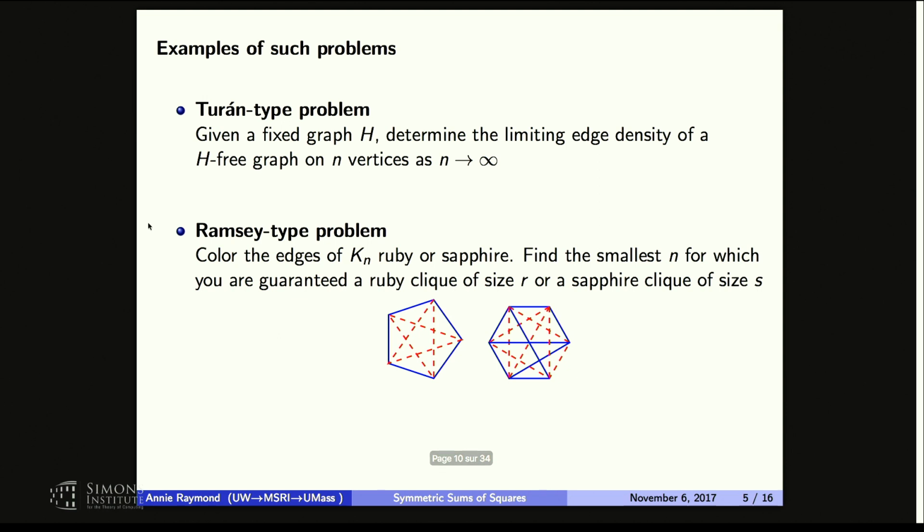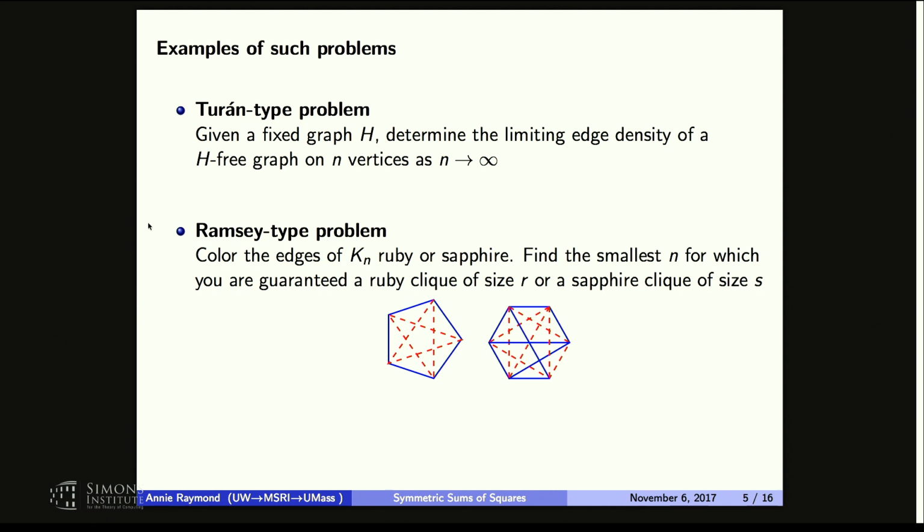Another example is Ramsey type problems. So let's say that I want to color the edges of a complete graph on n vertices with the colors either ruby or sapphire. And I want to find the smallest number of vertices for which I'm guaranteed a ruby clique of size R or a sapphire clique of size S. You don't like red and blue? Well, then it would be 2 letters that are not consecutive in the alphabet. That would be problematic.